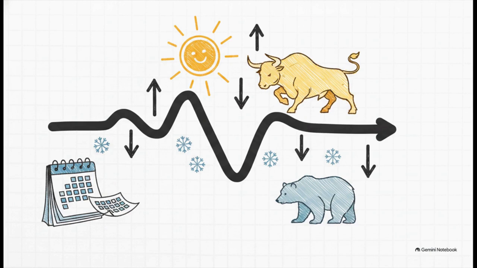The absolutely crucial point here is this. If the price is consistently trading above the 200 EMA, you are generally in an uptrend. If it's below, you're in a downtrend. It acts as the ultimate line in the sand for market sentiment.